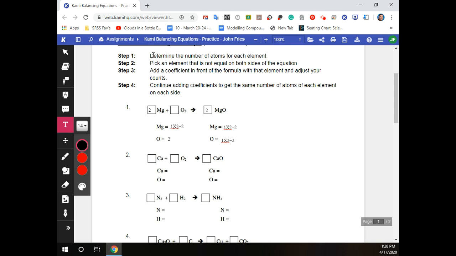Oh, I guess I didn't talk about these as I went through, but hopefully you were able to get it as I went. I added a coefficient, I'll talk about it now. I added a coefficient in front of the formula with the element to adjust its count, okay? So that's what we did here. Then we continued adding coefficients to get the same number of atoms of each element on each side. And so that's essentially what we did here, right? We balanced the equation. Hopefully that was helpful, and I'll do a few more of these.